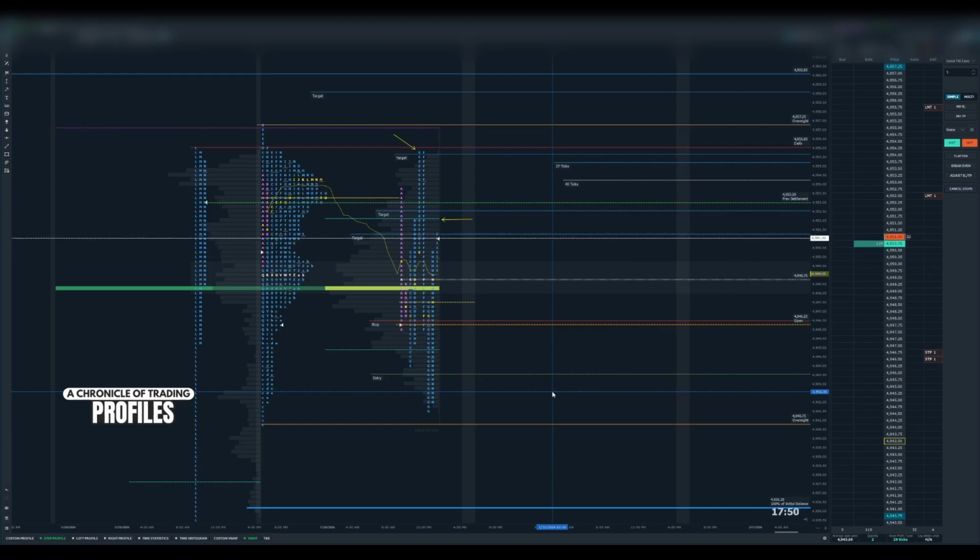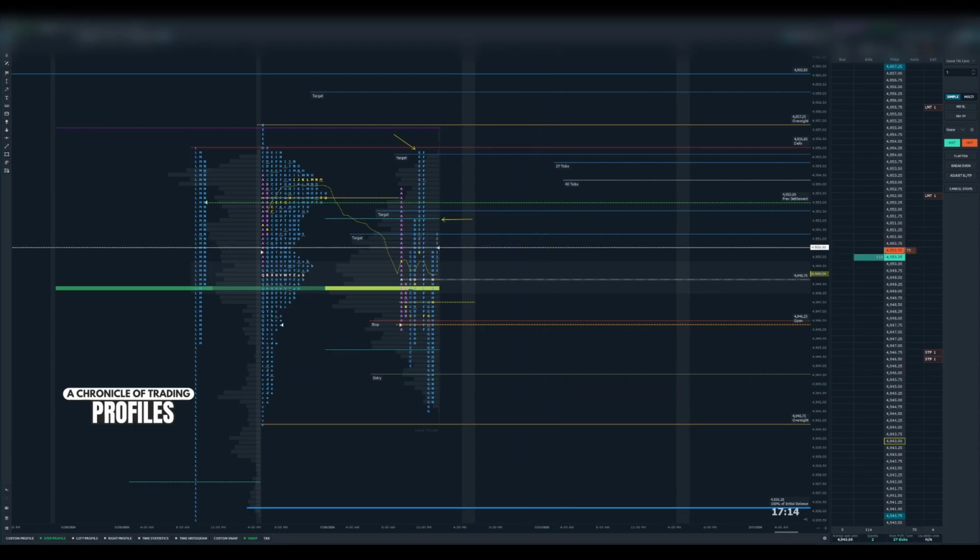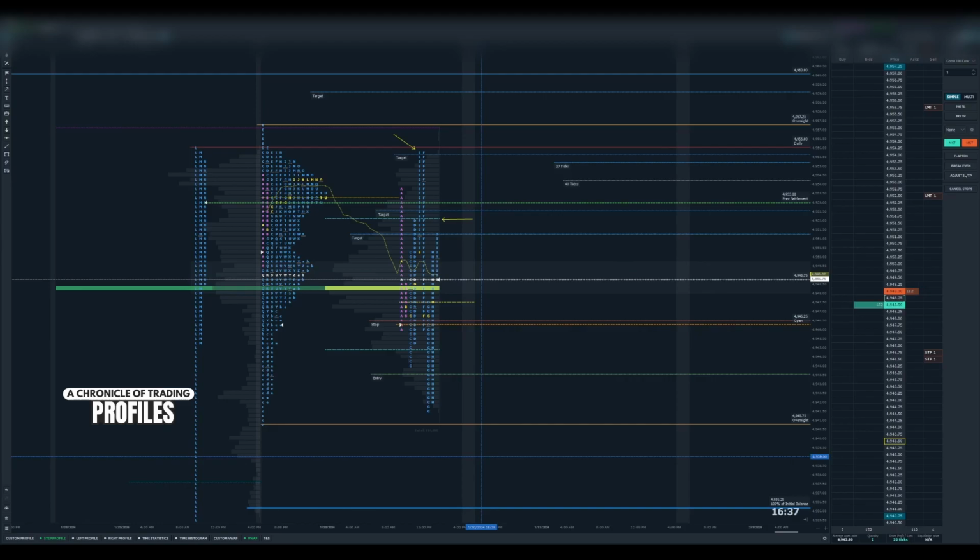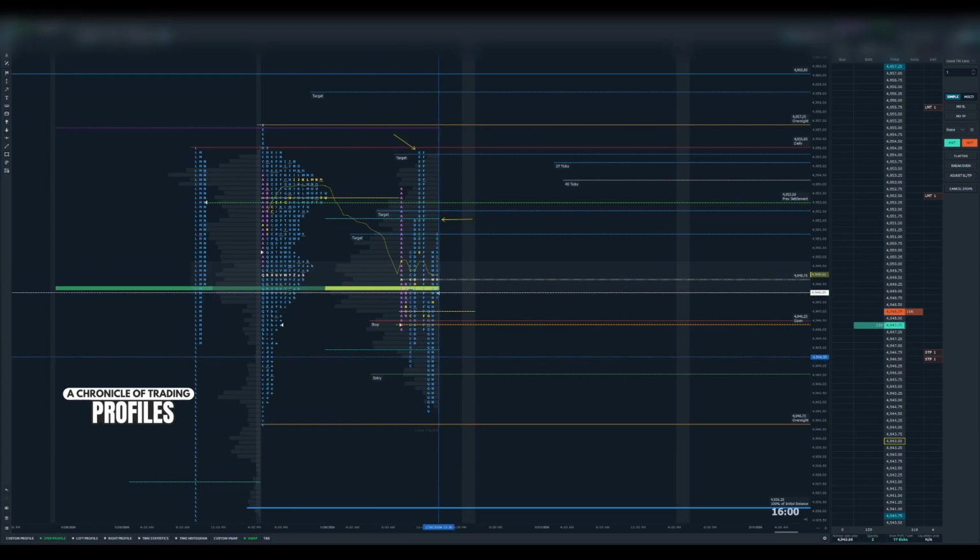I think if I would have been watching this after I seen it not make it over that second target, I would have started to get skeptical. So here it starts pulling back. Same thing. I keep thinking there's going to be a bounce out of this area off that POC.